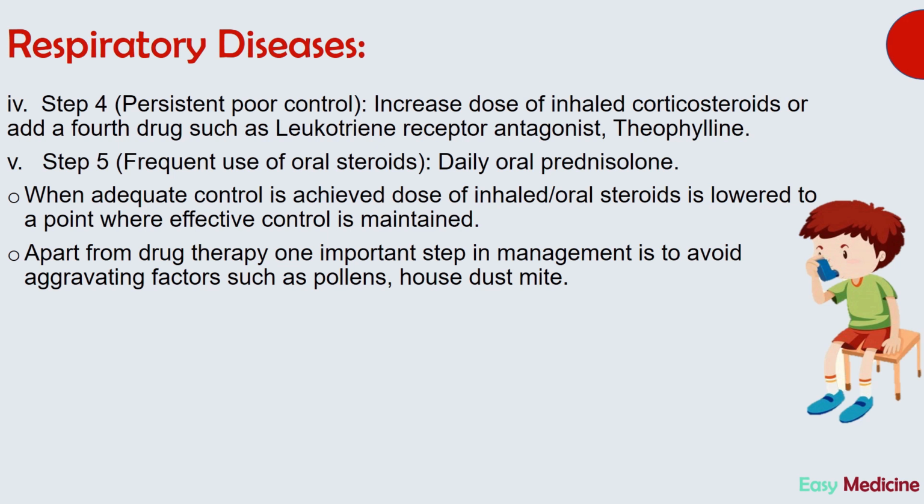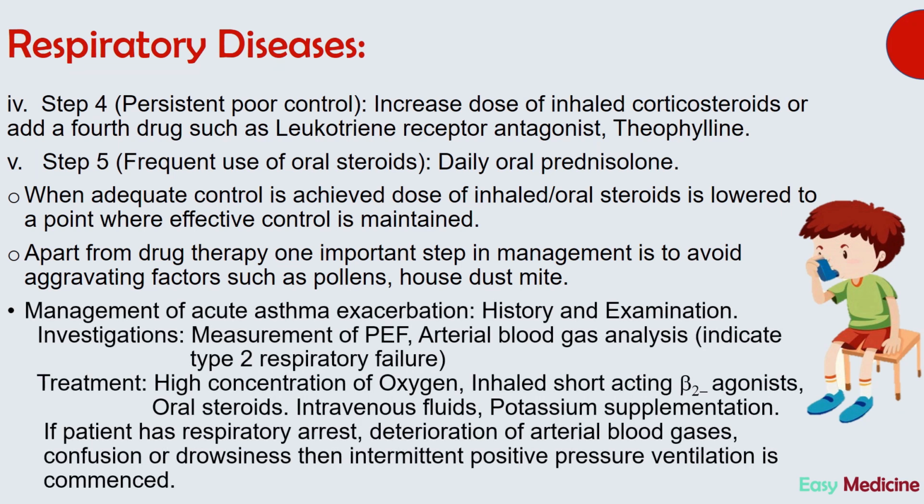And finally, when adequate control is achieved, the dose of inhaled or oral steroids is lowered to a point where effective control is maintained. One important point to keep in mind while managing chronic asthma is that apart from drug therapy, avoidance of aggravating factors such as pollens, cockroaches, or house dust mites is needed. Next is management of acute asthma exacerbation, and management of acute exacerbation is different from chronic asthma management.